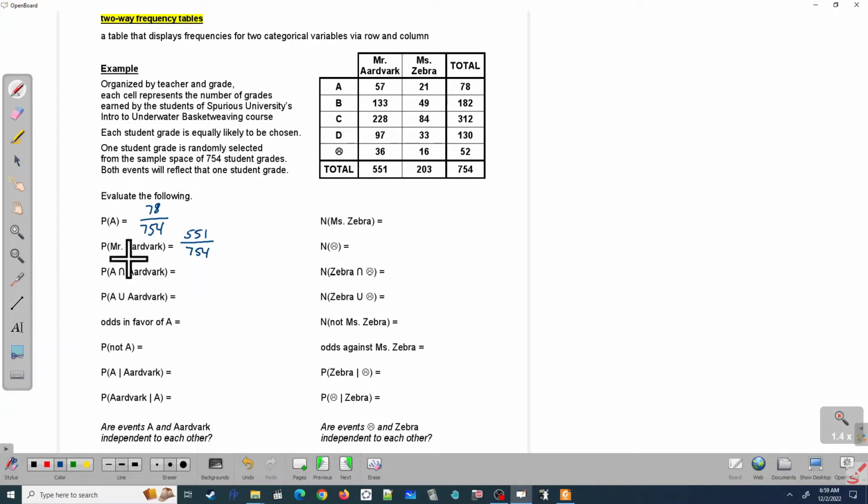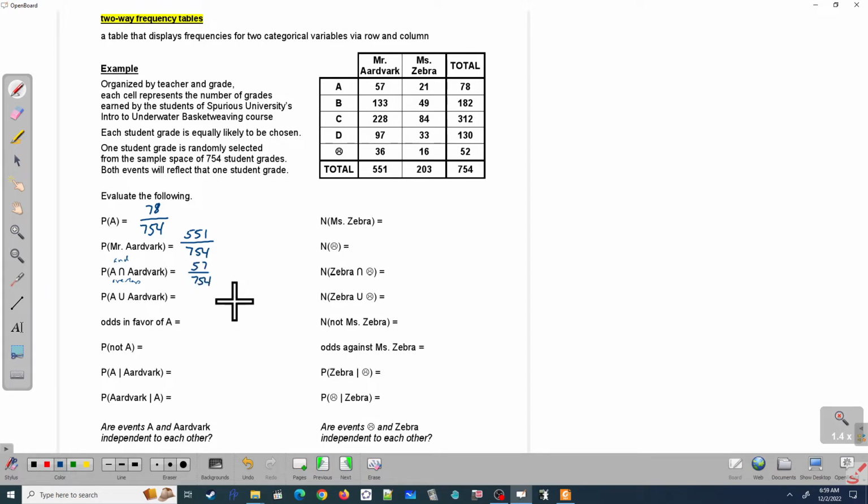This one is our little AND event, so I'm going to write this in AND. This means AND, which means we're looking for overlap. Okay, and for that I am going to look for Mr. Aardvark, and getting an A grade. And so what I do see is that there are 57 students out of 754.